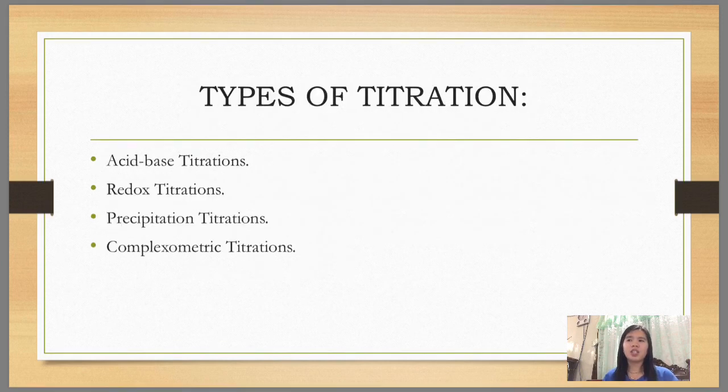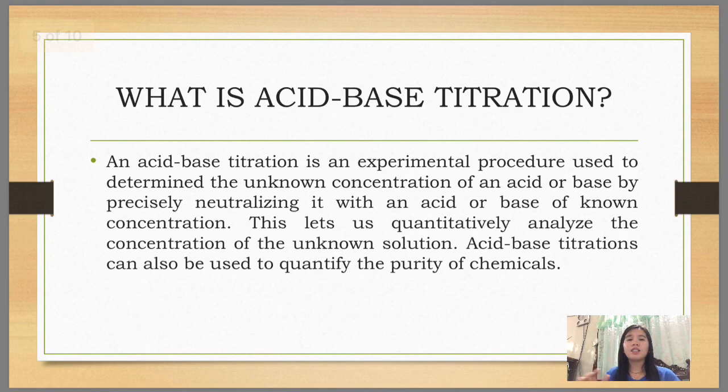So titrations have four types, which are acid-base titrations, redox titrations, precipitation titrations, and complexometric titrations. So let us define what is acid-base titration.